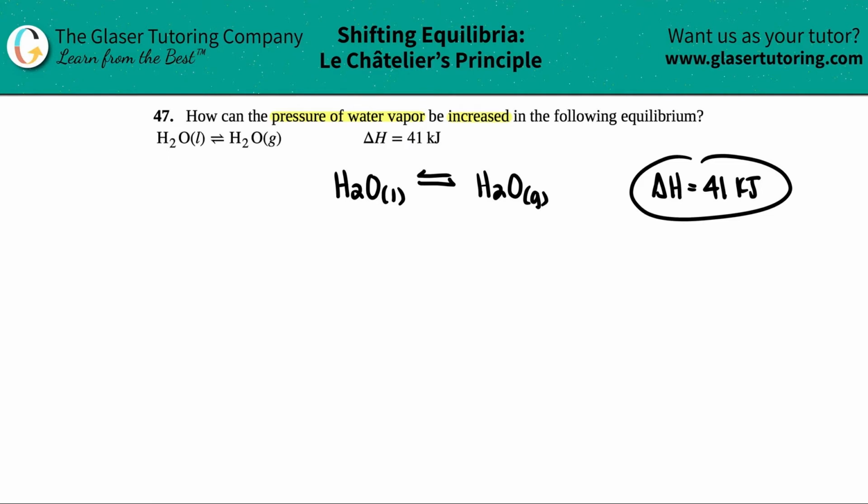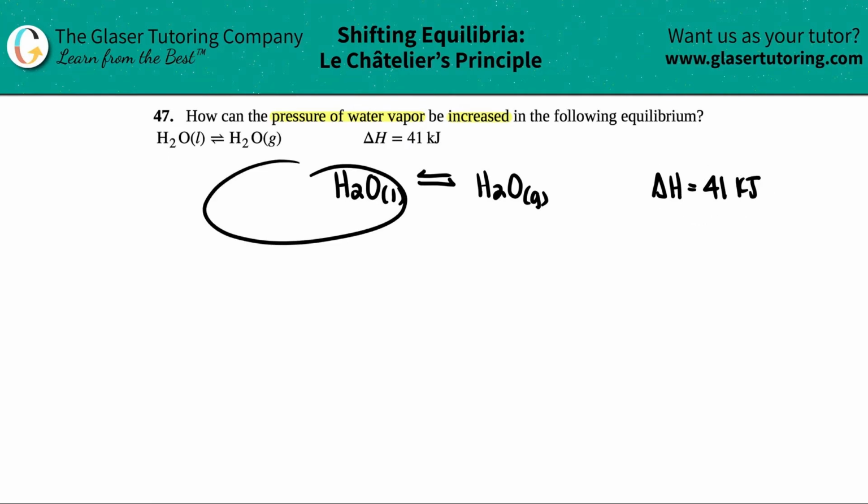The first thing that I'm going to do is talk about this in terms of heat, whether the heat is on the left side or the right side. Now, they told me that the delta H, which is enthalpy, was a positive 41 kilojoules. I don't care what number it is. The only thing I care about is that this was a positive number. Since this was positive, that means that this was an endothermic reaction.